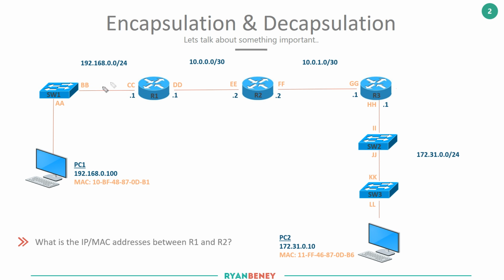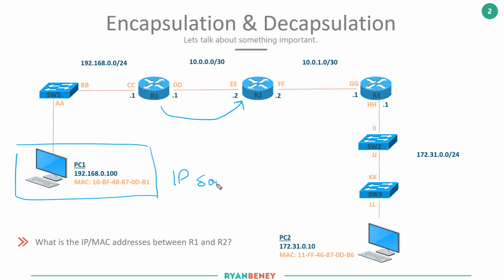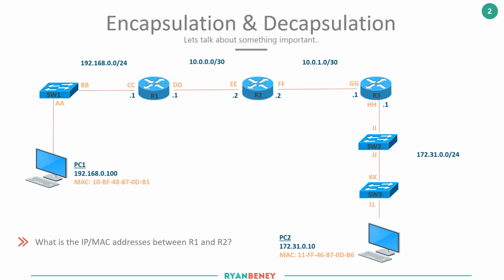So as such, we know that the MAC address between router 1 and router 2 will be different than the MAC address it was initially built with, but the IP address will be the same. The answer to the question would be the MAC addresses and IP addresses used between R1 and R2 will be DD, EE as the MACs, and PC1 and PC2 as the IPs.